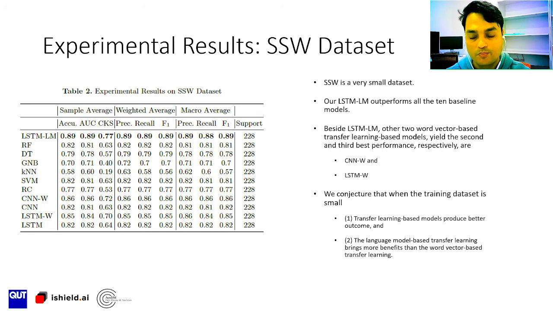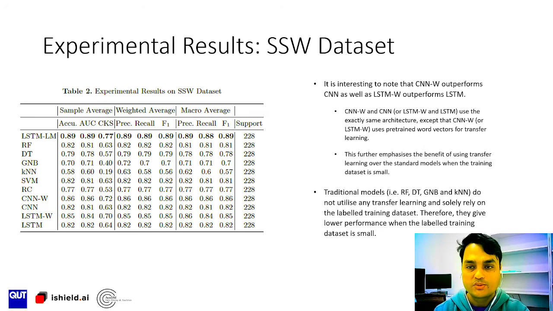Besides LSTM-LM, we used two other transfer learning based models. They are CNN-W and LSTM-W. They use word embedding based transfer learning, and they become the second and third best baseline models in this experiment. From this table, we can conjecture that transfer learning based models can produce better outcomes than other models, and that language based transfer learning, for example LSTM-LM, performs better than word embedding based transfer learning, for example CNN-W and LSTM-W.